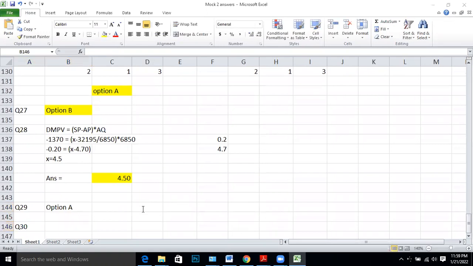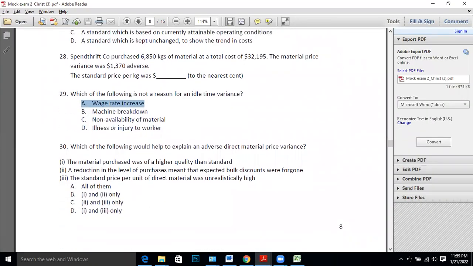Question 30. Which of the following would help to explain an adverse material price variance? Material purchased was of a higher quality than standard. Yes, if it is a higher quality material, you will usually have to pay a higher price, so that would explain an adverse material price variance, correct? A reduction in the level of purchases meant that expected bulk discounts were foregone, correct? Compared to the quantity that you wanted to buy, if you are buying lower quantities now, you may not get the discounts that you originally planned to get. Because of that, you are paying a higher price now compared to what you planned, correct?